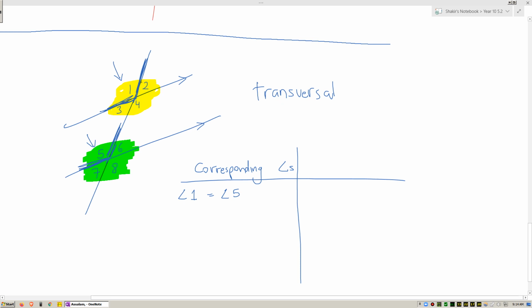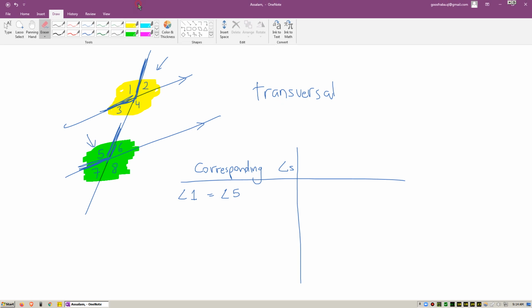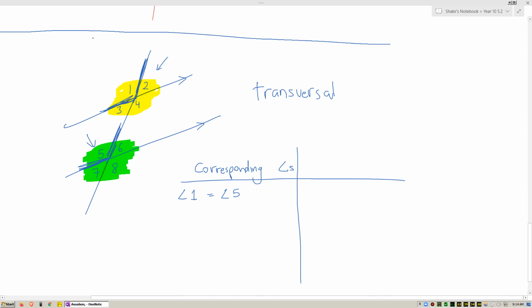Now very similarly, 2 is in the top right of the yellow bunch of angles. And what corresponds to that in the green? Have a look and then just try and have a go. So 2 is in the top right, and over here 6 is in the top right. And as I'm sure you can guess, visually as well, they look very similar. 2 and 6 are equal. We say angle 2 is equal to angle 6 because they're corresponding angles.